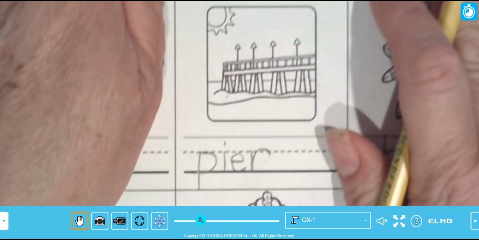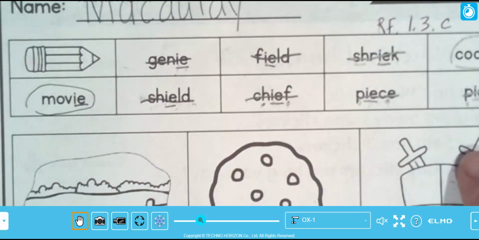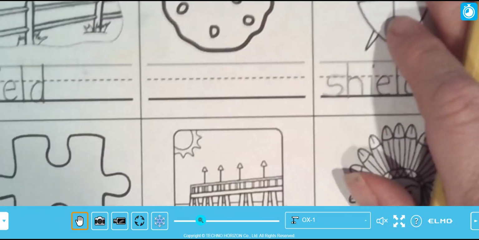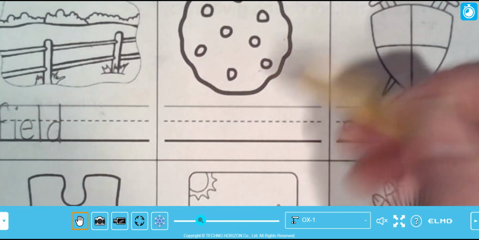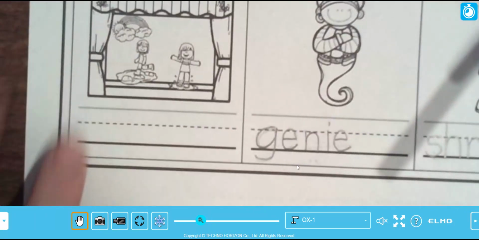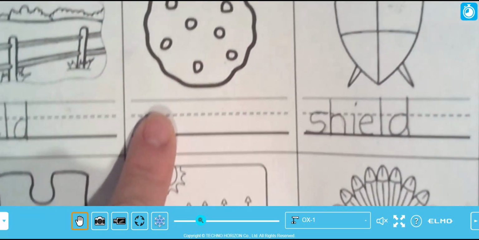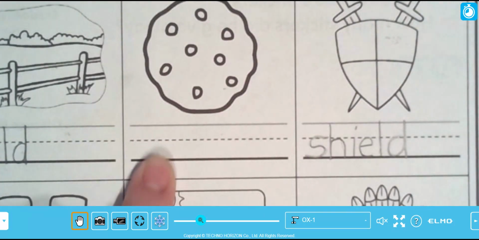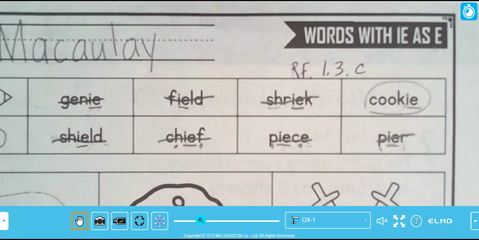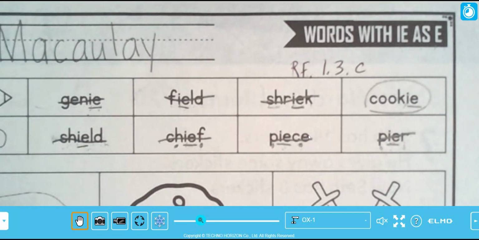Okay. And hopefully you finish writing pier. I'm going to cross off that word. So the two words you have left is this one and this one. And you have two pictures left. This one and this one. So one of them goes here and one of those words goes here. Make sure to finish your page.